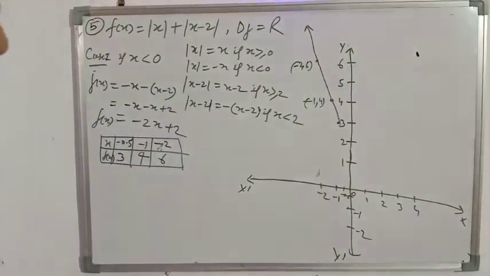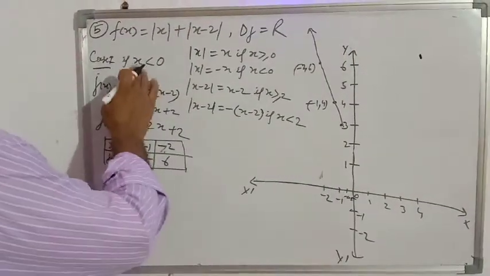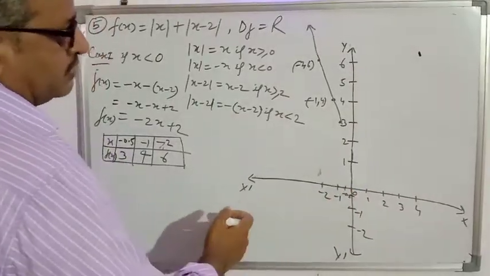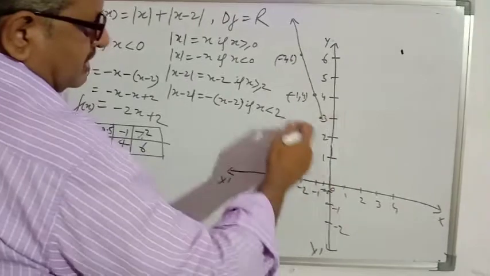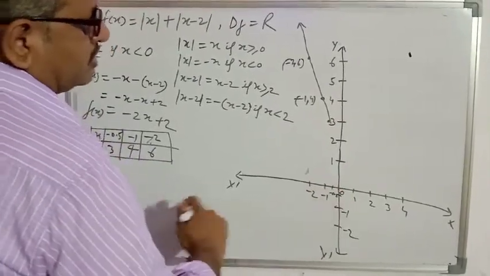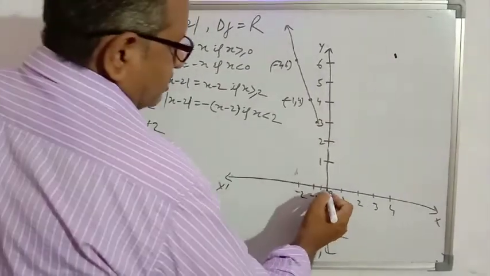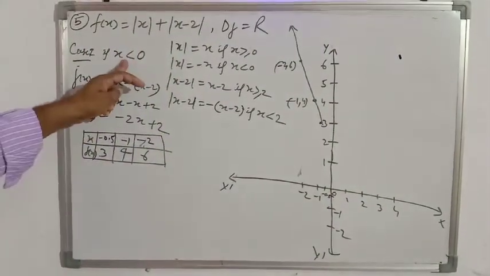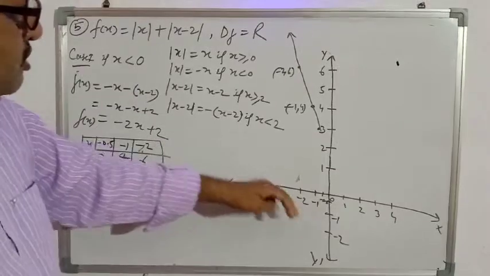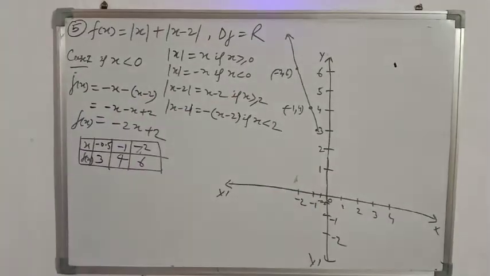Join it. So we see that as the value of x decreases from 0, f(x) increases. The value of f(x) increases as x decreases from 0. This is for x less than 0. At x equal to 0, we will see in the next condition.